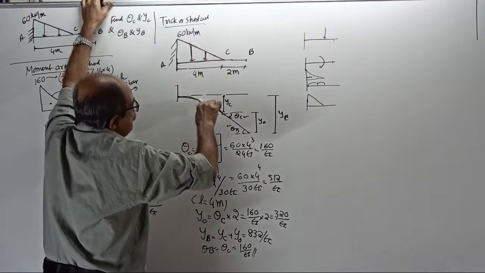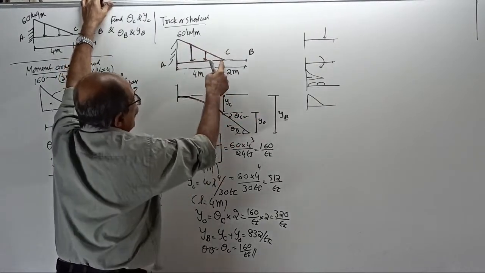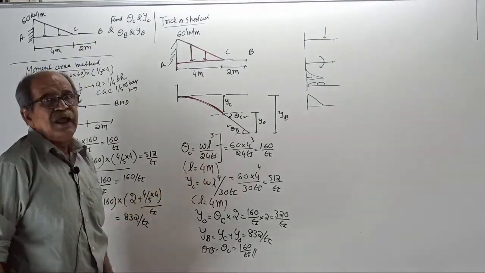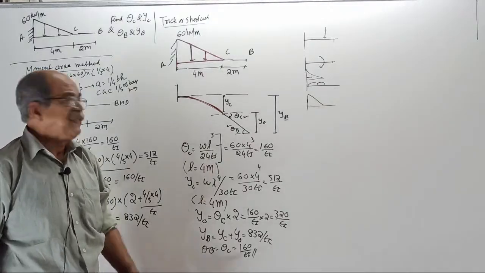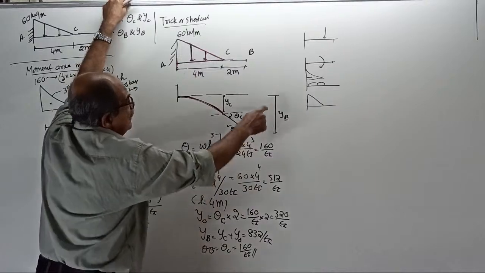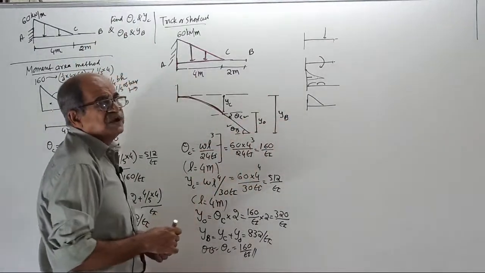And the trick or shortcut, what do you do? See, this is bent. Find YC and theta C by formula. You know it. For this triangular load, theta is WL cube by 24 EI. Deflection is WL power 4 by 30 EI. Find out those two. Then you find the extra deflection. Then find YB. This is already over.